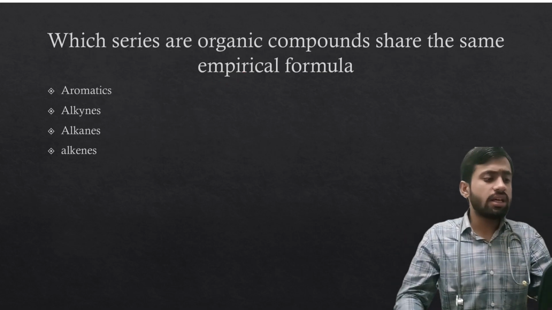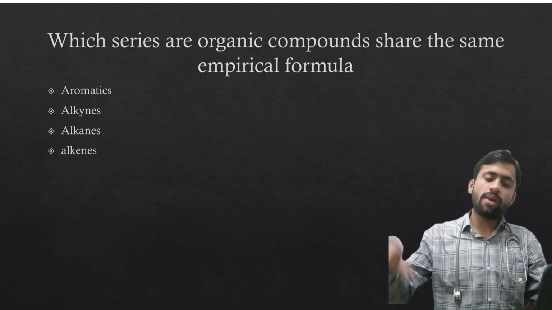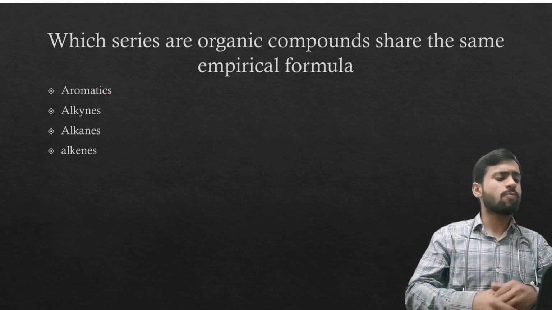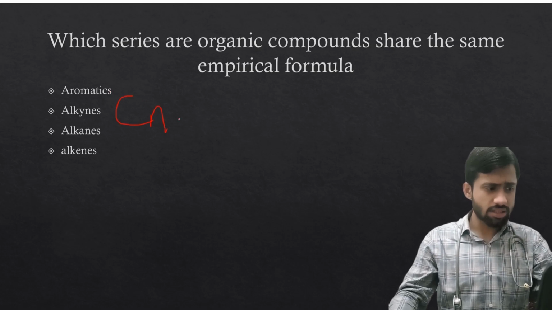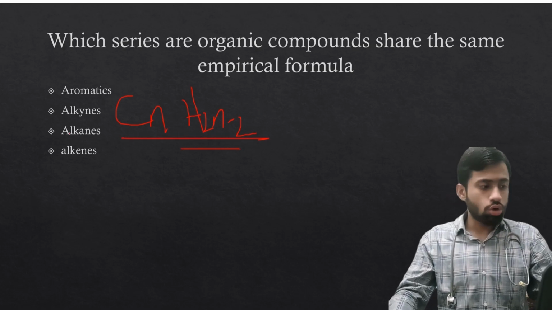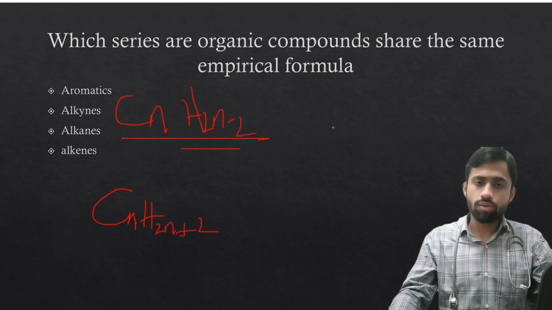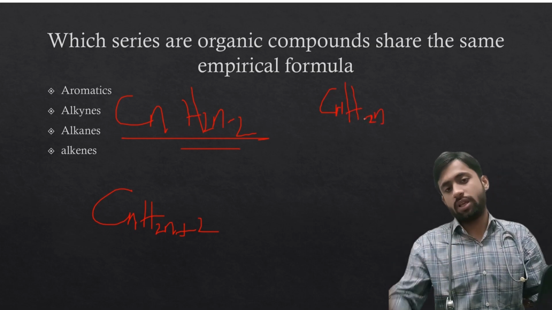Which series of organic compounds share the same empirical formula? Aromatics may contain sulfur, nitrogen, chlorine and various other compounds, so aromatics cannot be the option at any cost. Alkynes share a formula that is CnH2n minus 2, which is not an empirical formula. Alkanes share CnH2n plus 2, which is also not. But CnH2n, that of alkenes, is a proper empirical formula.